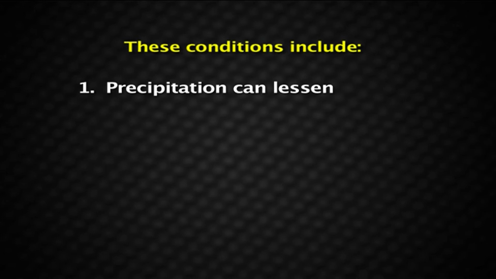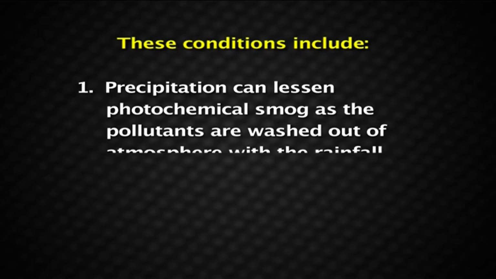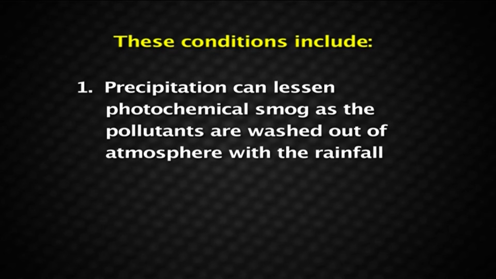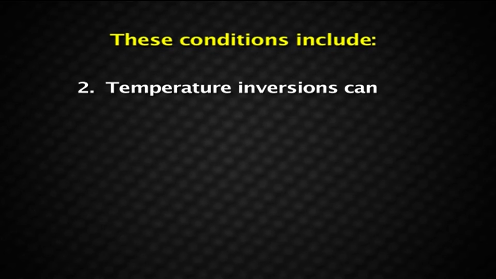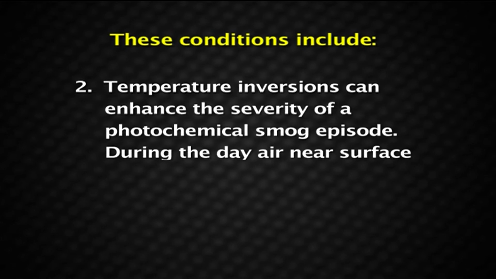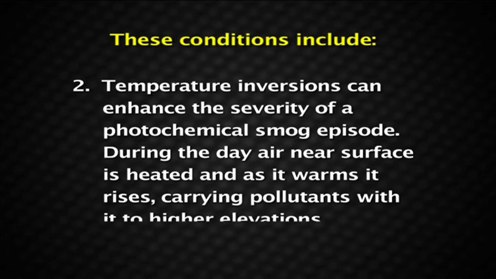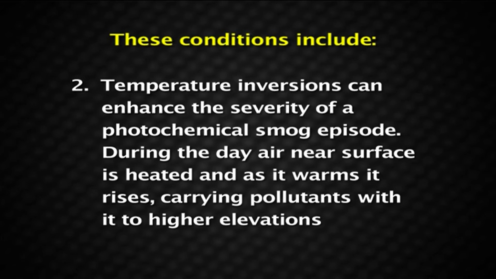Besides the time of day, there are several other meteorological factors that can influence the formation of smog. These conditions include precipitation, that can lessen photochemical smog as the pollutants are washed out from the atmosphere with the rainfall. Temperature inversion can enhance the severity of a photochemical smog episode. Normally, during the day, air near the surface is heated, and as it warms, it rises, carrying the pollutants with it to the higher elevation.